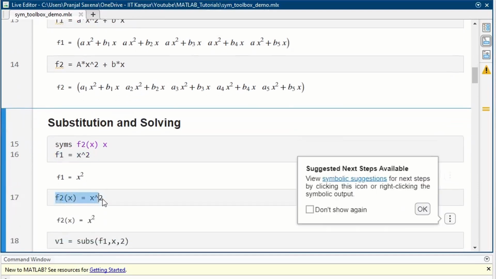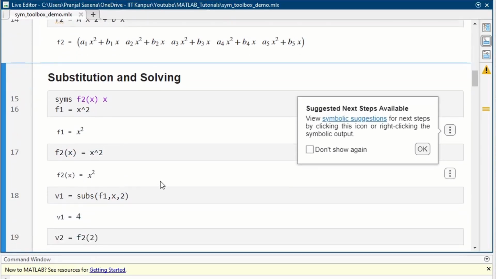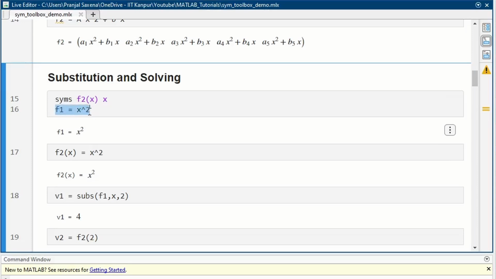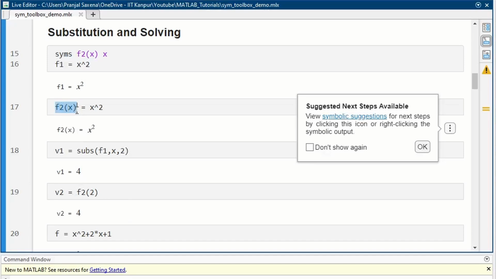and f2 of x equals x squared, both mean the same thing, but when you want to substitute, then the process is different. If you want to substitute in f1 the value of x equals 2, you'll have to write this command, v1, which is subs in function f1, in place of x with 2. So wherever x is given, it will replace it by 2. So the value becomes 4. While for v2, when we already have defined that f2 was a function of x, we just need to write f2 bracket 2, replace x by 2.